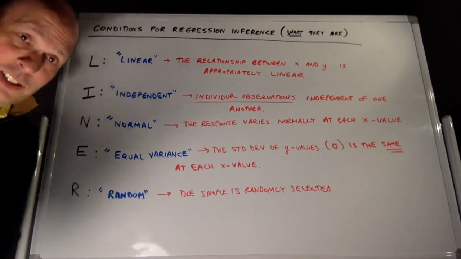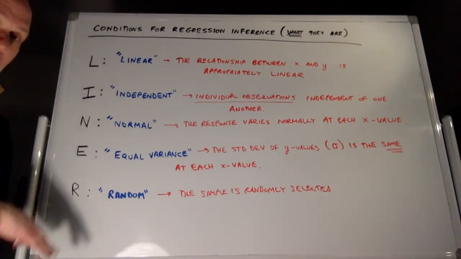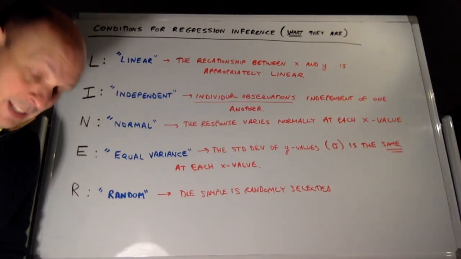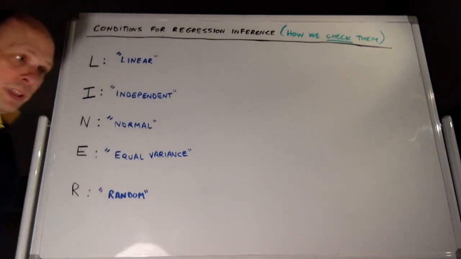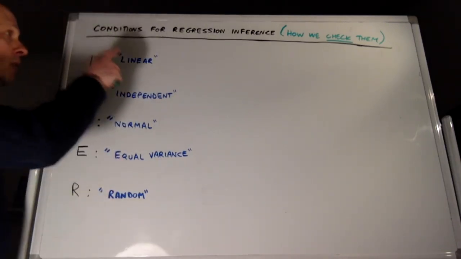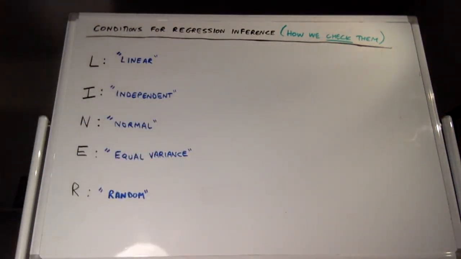So the next thing we're going to discuss is how we check these 5 conditions. These are just a list of what they are. So coming your way next is how we check these conditions. Okay, so we've seen what the conditions are, but now we're going to see how we check them. So starting off with that linear condition.